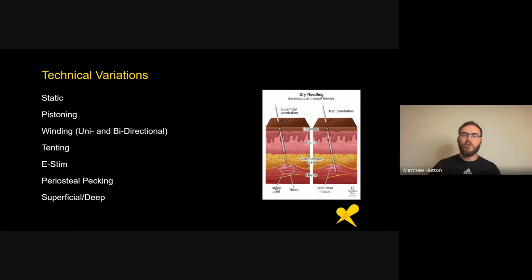Or the bidirectional is kind of like a pivot, so you swivel it forward and back, forward and back, forward and back. And so that one still has more effect than just static, but it has less of a mechanical effect than the unidirectional winding.